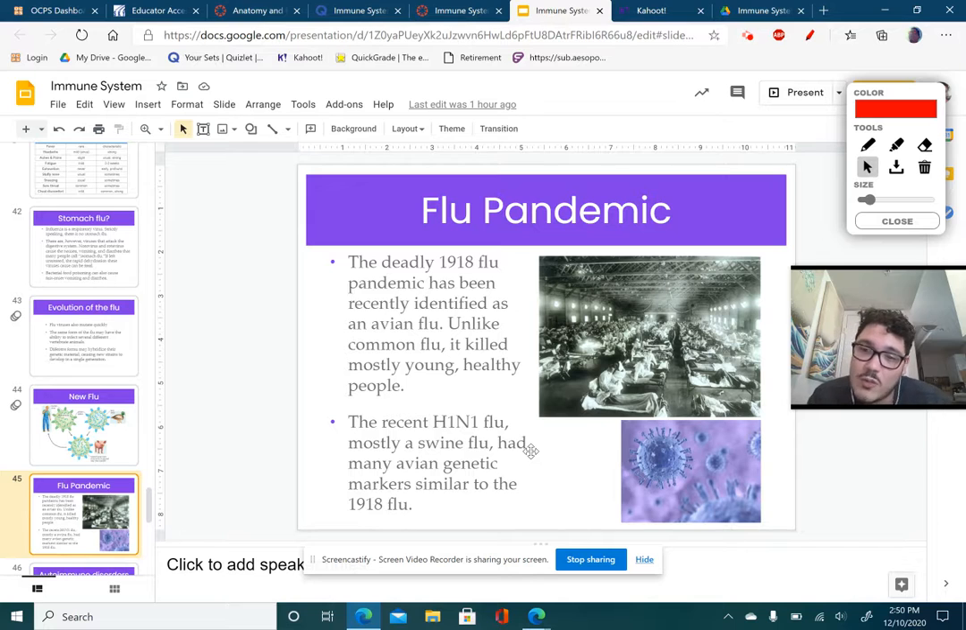A lot of epidemiologists were very concerned that this was going to be a massive pandemic again with H1N1. Thankfully, we kind of dodged some bullets with that. But of course, now we're dealing with COVID-19, which is not a type of influenza. It's more of a type of SARS virus, but they're both respiratory conditions.